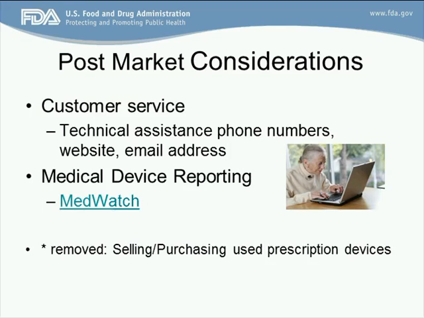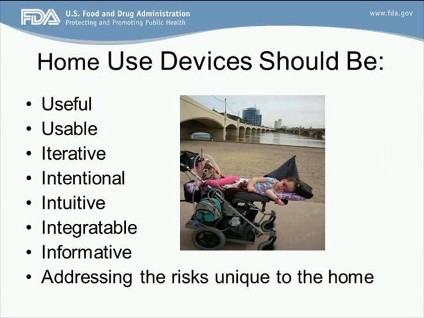So in closing, home use devices, this is something I constantly preach, they need to be useful. And if they're useful, they will be usable. They should be iterative. You should be able to follow step by step what it is you need to do to operate that device safely. It should be intentional. Anytime you interact with that device, there should be an intentional thing that happens. If it's feedback, if it's another step, whatever it is, it should be intentional.